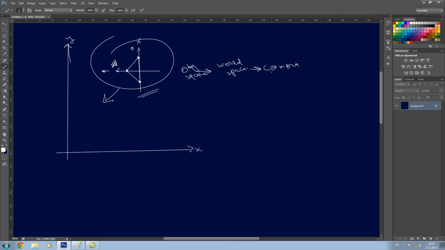Oh man, my handwriting is really cool with this tablet, I have to admit. Camera space, or your eye space. From here to here, this is called the model view transformation.